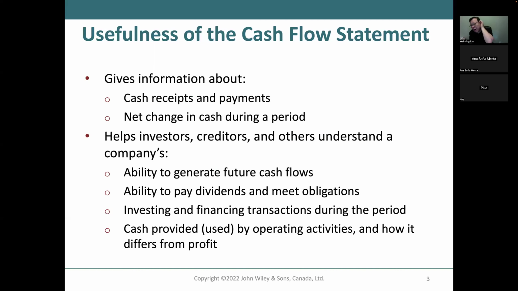So why is this cash flow statement useful? It gives information about cash receipts and payments. How did you generate cash? Where did you spend the cash? This will help the investors, creditors, and others understand the company's ability to generate future cash flow. Your current performance is often a good indicator or predictor of your future performance.